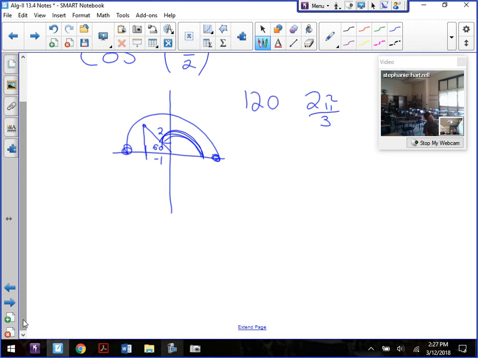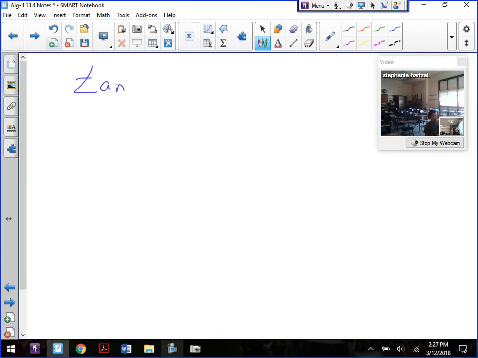Okay. Cosine is the only one that's going to give you an obtuse angle. Okay. Let's try another one. I'm not getting any crazier than this. What angle has a tangent of -1?